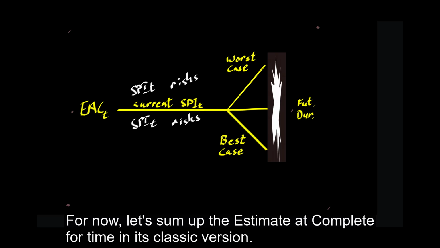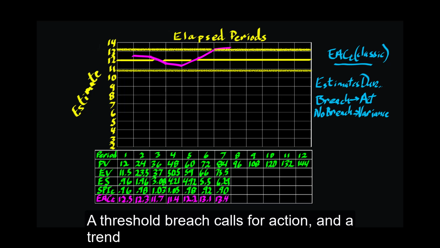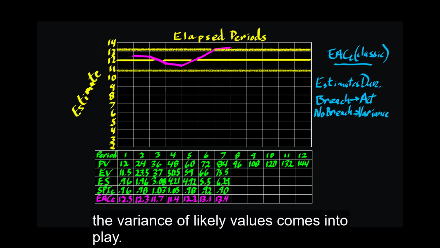For now, let's sum up the estimate at complete for time in its classic version. EACt Classic estimates duration based on current schedule performance. A threshold breach calls for action, and a trend that closes in on a threshold breach also calls for action. Why? Because the planned duration in both cases is at risk. In the absence of a breach, the variance of likely values comes into play.